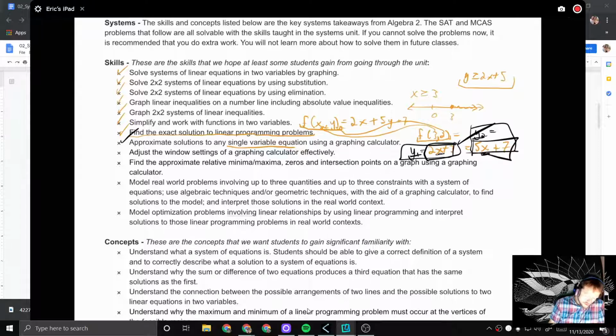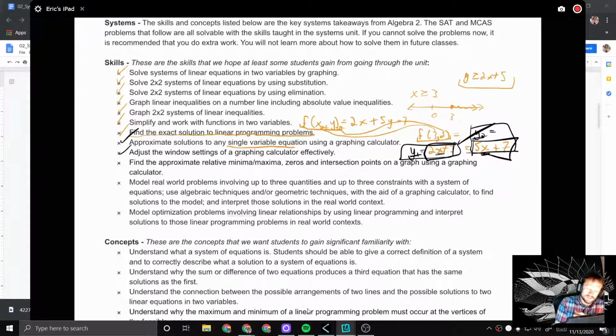Adjust the window settings of a graphing calculator effectively. We spent a lot of time working on this. It's the stretching and squishing a pan full of caramels idea. Practice makes perfect. You need to try graphing lots of complicated equations. Go back and look at those worksheets, and feel free to ask for help. I'm happy to show you how to do any of those problems.